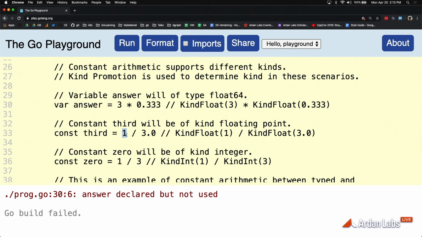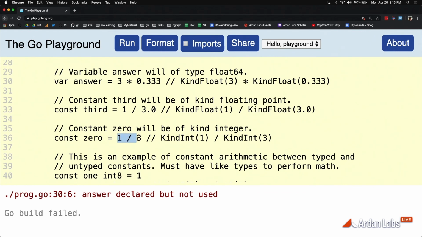Same thing here. This is of a kind int, but it will be promoted to kind float. This is already kind float. We can do the division, and you end up with a constant also of kind float here. Now, notice that these values are going to maintain their kind integer status. And so what we end up with is a variable of kind int, and that's going to be 0.